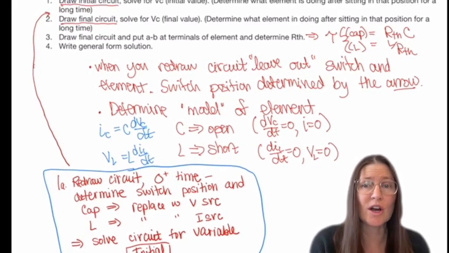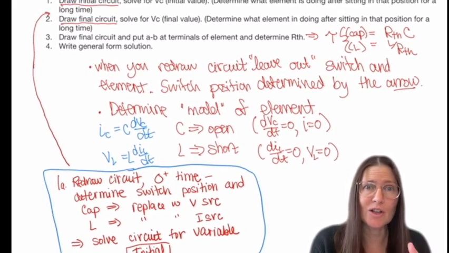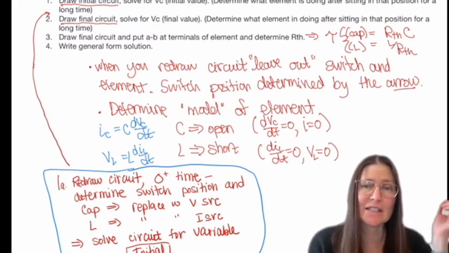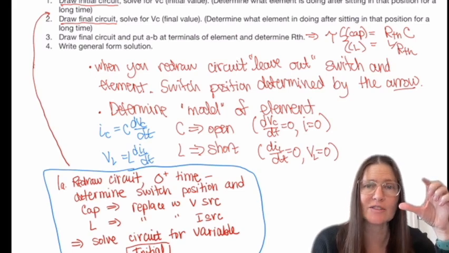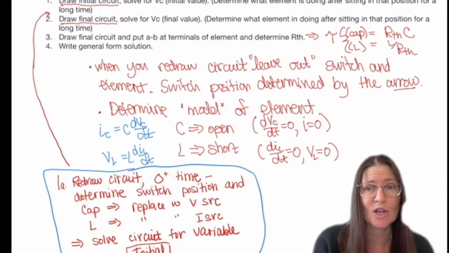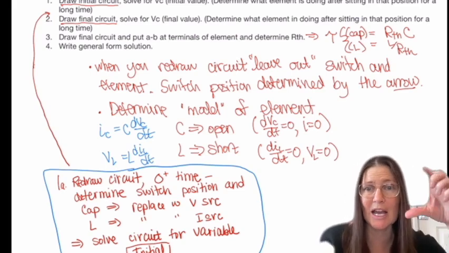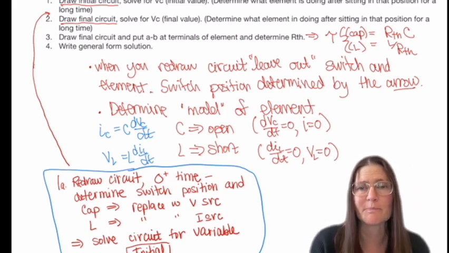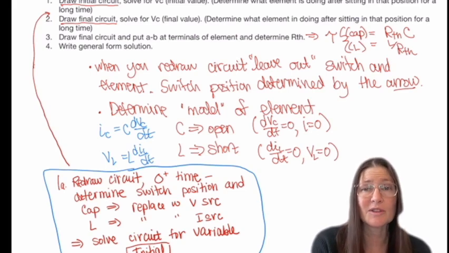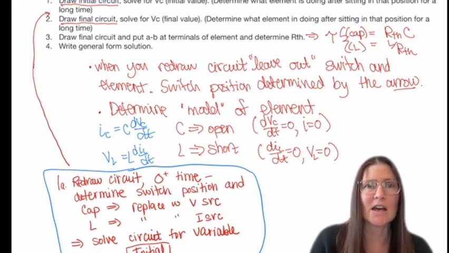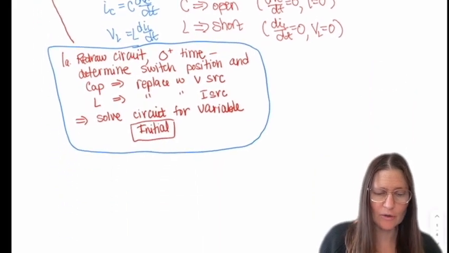And so you want to remove all of the independent sources to find the resistance, and you're going to put A and B across wherever the element location is. So you're going to leave both of them open, the inductor and the capacitor, but put A to B at that location. And then you're going to put the switch in the final position and solve for RTH, and then find tau from RTH. And then from there, you're going to write the final general form solution.